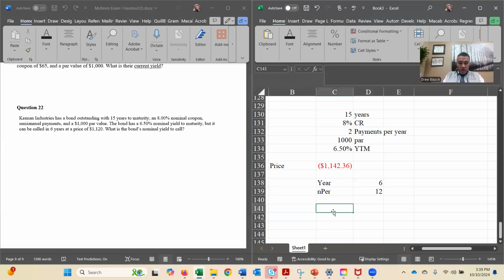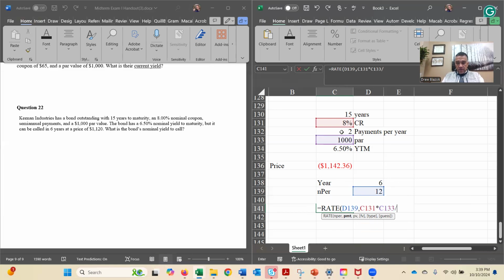So we could just do it right here. We could say the rate is equal to the total number of payments, which is 12, times the payment, which did not change. It's that times 1,000 divided by 2. That's the payment. Present value, that's what we had to solve. I had to solve the price. That's what we're paying today for this. And then the future value is the call. The call is 1120. Type it in, that's it.